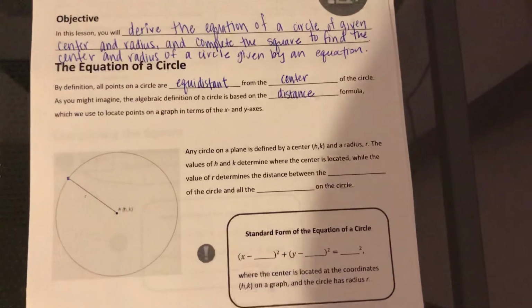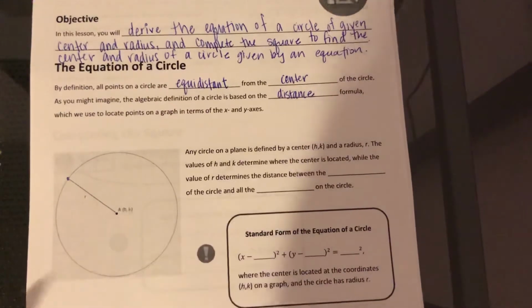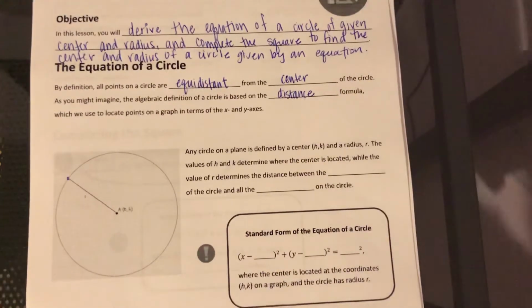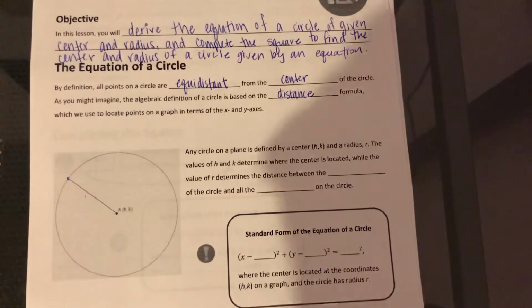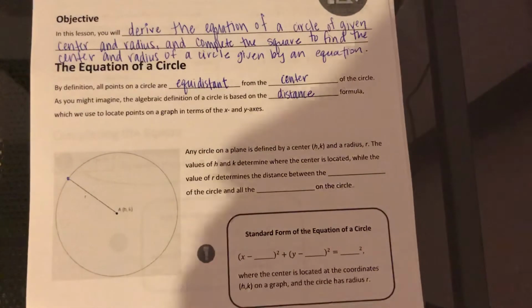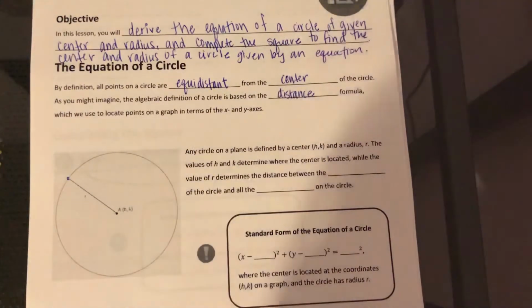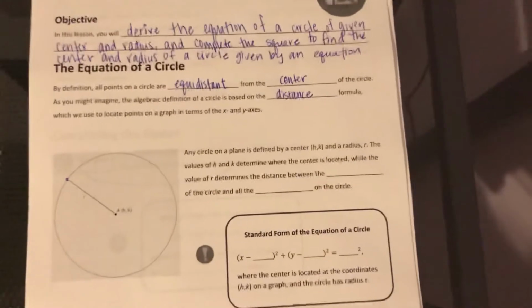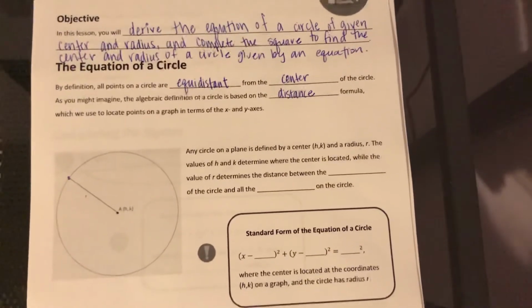So in order to find R, if it's not already given, you use the distance formula. If you remember, at the beginning of the year I showed you a trick so you don't have to use the big, long distance formula equation. I'll give you a hint on that as well.